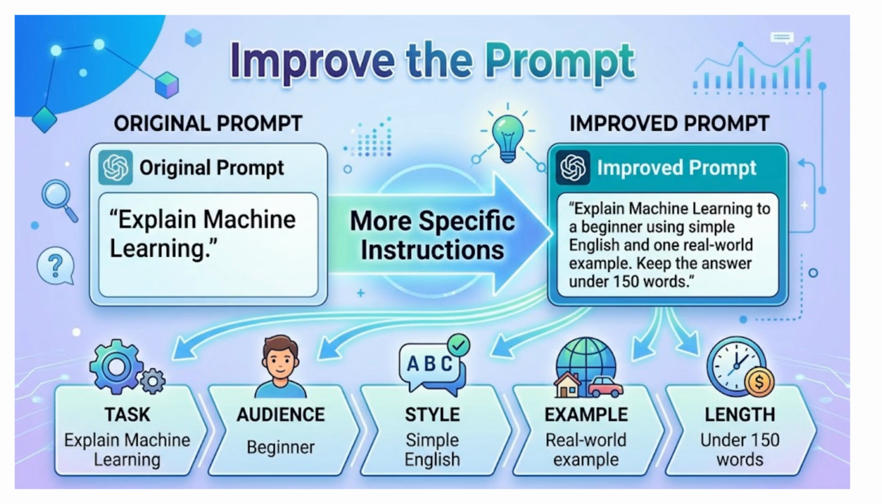Now we've clearly defined the task, the audience, the style, the example, and the length. By giving the model clearer instructions, we can get a response that better matches the needs of our application. This is one of the most important ideas in prompt engineering. Clearer instructions usually lead to more useful results.